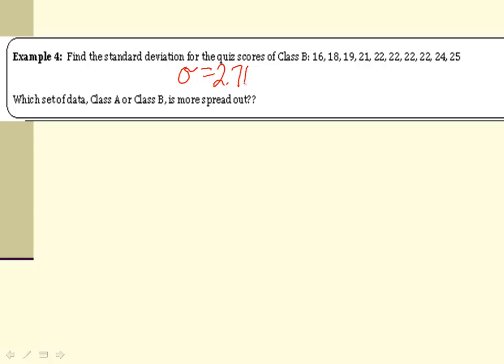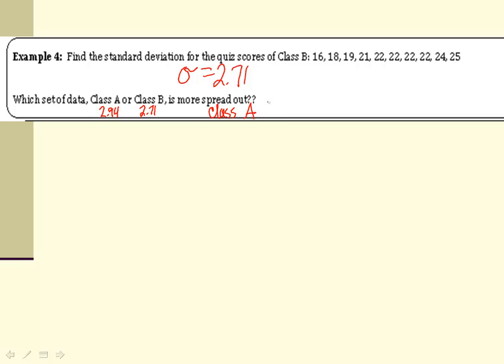The next question here, which set of data, class A or class B, is more spread out? So for class B, it's 2.71. For class A, it's 2.94. So for class A, the average distance from the middle is 2.94. For class B, it's 2.71. So because the standard deviation for class B is smaller, they're closer together. Class A then is more spread out. So our answer here would be class A, because the question's asking which set of data is more spread out.